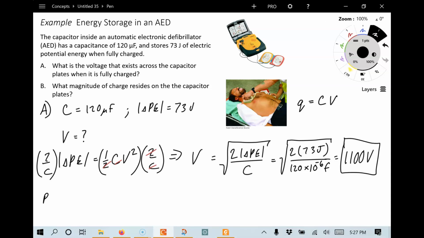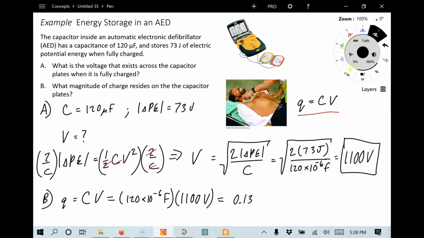Alright, let's look at part B. What magnitude of charge resides on the capacitor plates? Here we can use the equation I showed you earlier that relates charge, voltage, and capacitance. So Q is equal to the capacitance times the voltage across the capacitor. That's going to be 120 microfarads multiplied by 1100 volts, and that comes out to about 0.13 coulombs. Now, how do we know that a farad times a volt is a coulomb? Well, we remember that we're in SI units, and so we're going to come out with the right thing here.